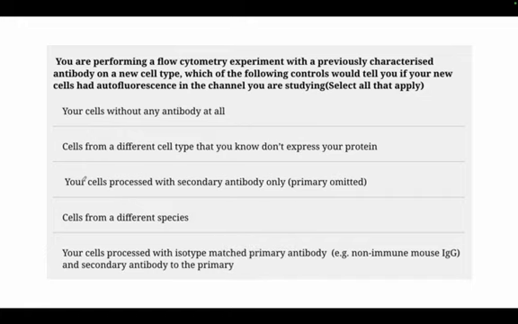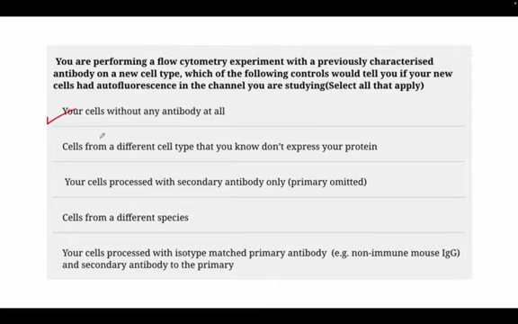We are performing a flow cytometry experiment with a previously characterized antibody on a new cell type. Which of the following controls would tell you if your new cells have autofluorescence? Autofluorescence can be a property of some components within the cell itself. Even without a fluorophore, you will get some background in the channel. So to know if a cell has autofluorescence, we should run a sample with our cells, no antibody at all.